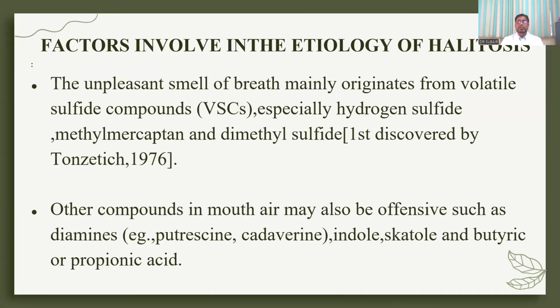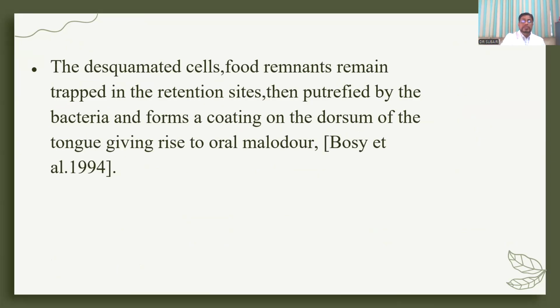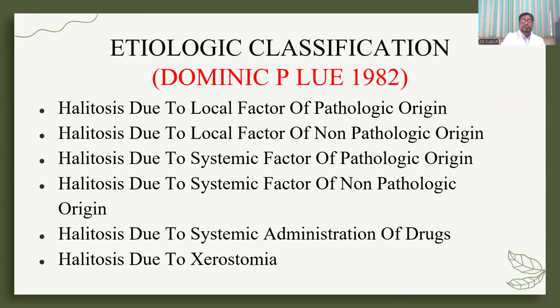What are the factors involved in the etiology of halitosis? Mainly the volatile sulfur compounds: hydrogen sulfide, methyl mercaptan, dimethyl mercaptan, putrescine, cadaverine. All these volatile compounds contribute to the malodor. Desquamated epithelial cells and food remnants trapped in retention sites, especially the periodontal gingival sulcus as well as the dorsum of the tongue, give rise to the oral malodor.